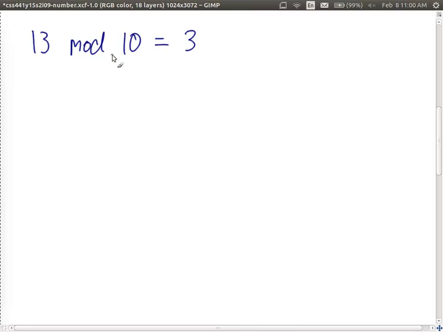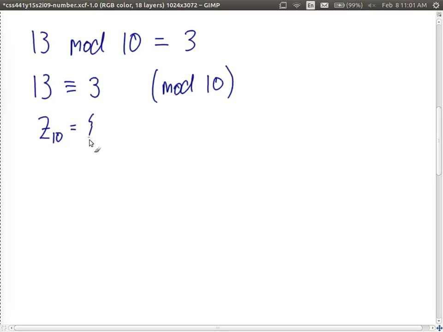We know 13 mod 10, the remainder is 3 when we divide by 10. 13 divided by 10, the remainder is 3. We can say 13 is congruent to 3 modulo 10, they are equivalent. In mod 10, 13 is the same as 3. In the set Z10, the answers go up from 0 to 9. So when we're doing mod 10, the answer is always between 0 and 9.